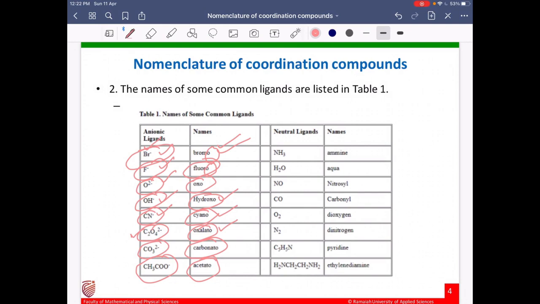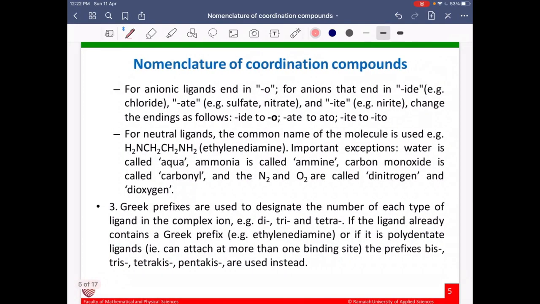Neutral ligands: ammonia will be known as ammine, water as aqua, NO as nitrosyl, CO as carbonyl, oxygen as dioxygen, N2 as dinitrogen, C5H5N as pyridine, and the famous bidentate ligand H2NCH2CH2NH2, ethylenediamine. So these are the names of some common ligands which appear in coordination compounds.